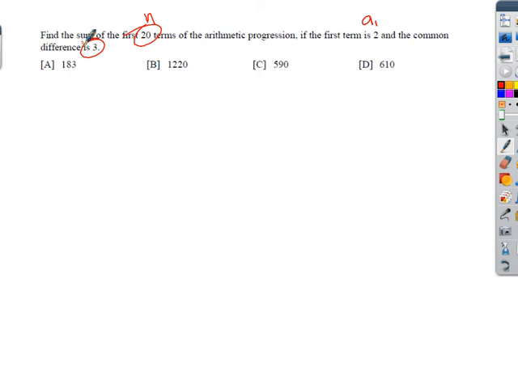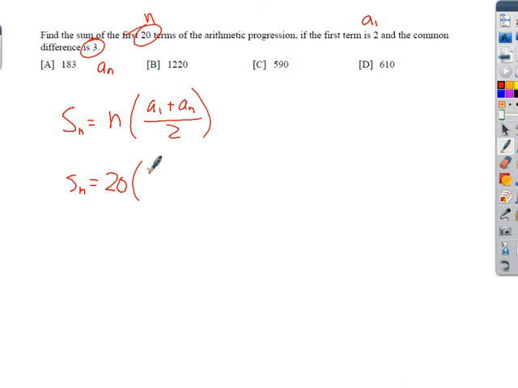So the sum of the series is equal to the number of terms in the sequence times the first plus the last, divided by 2. Alright, but I can't fill that out because I'm missing one piece of information. Let's see which piece I'm missing. We know there's 20 terms, and we know the first term is 2. We don't know the last term, but we do know the common difference. So we've got to go with this formula.